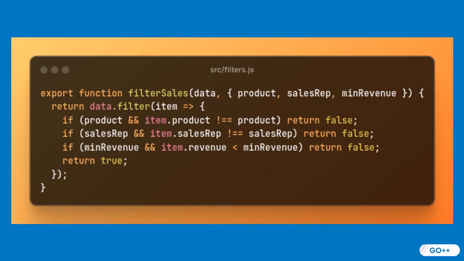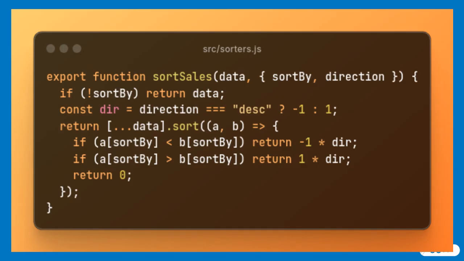The filtering utility provides a pure function to efficiently filter sales records based on product, sales representative, and minimum revenue. It is designed to be used with useMemo to minimize unnecessary recalculations. The sorting utility provides a function to sort sales data by specified fields and direction.